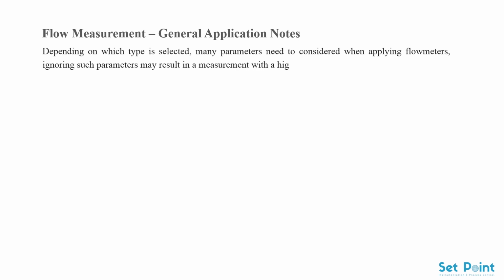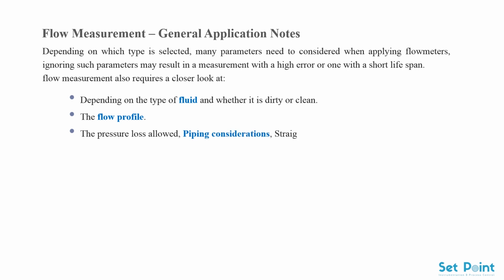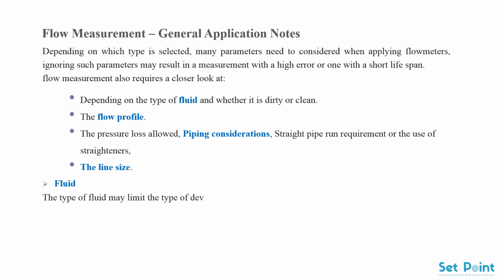Flow measurement, general application notes. Depending on which type is selected, many parameters need to be considered when applying flow meters. Ignoring such parameters may result in a measurement with a high error or one with a short lifespan. Flow measurement also requires a closer look at, depending on the type of fluid and whether it is dirty or clean: the flow profile, the pressure loss allowed, piping considerations, straight pipe run requirement or the use of straighteners, and the line size. Fluid. The type of fluid may limit the type of device available.